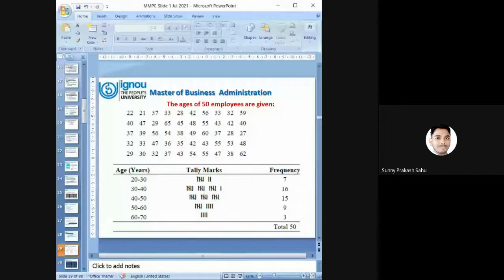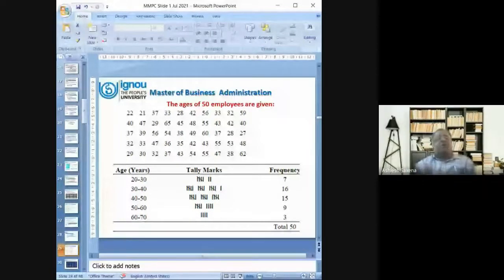Yes, sir, it's visible. Now see, the raw data you have collected is about the ages of 50 employees. The data has been collected and is presented in a random form. Now I want to construct a frequency distribution table for it.